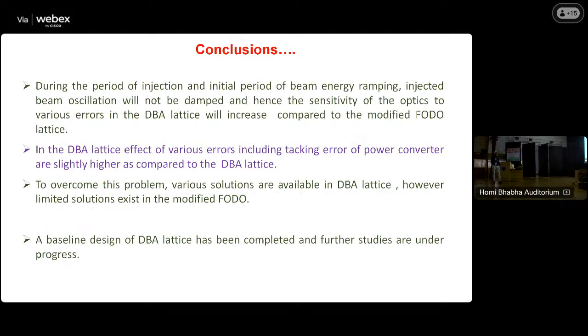And the period of injection oscillation will not be there. So the tracking will be very serious, and we have seen that the tracking is 0.05. So a large part of the beam will be dropped, and the injected beam will be dropped.